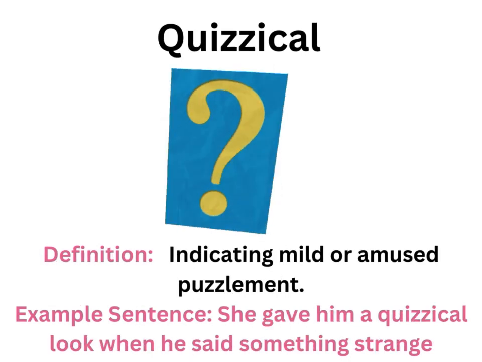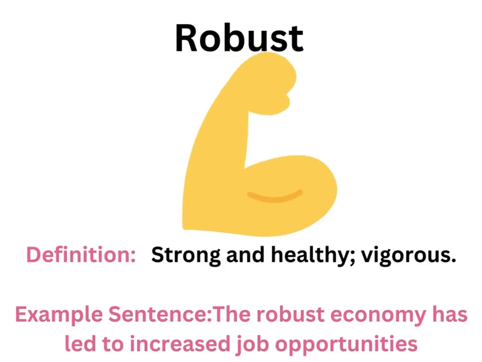Quizzical. Definition: indicating mild or amused puzzlement. Example sentence: she gave him a quizzical look when he said something strange. Robust. Definition: strong and healthy, vigorous. Example sentence: the robust economy has led to increased job opportunities.